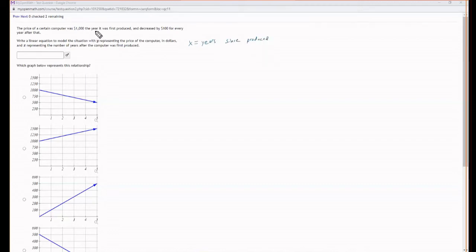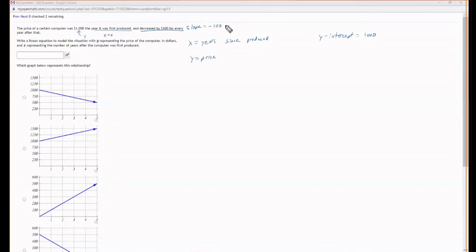Okay, so in the year it was first produced, that's an X value of 0. So I'm told the price. So that's telling me that when X is 0, Y is 1,000. So my Y-intercept is 1,000. And then it's telling me it's decreasing by $100 every year after that. So the Y value is going down by 100 every time X increases by 1. So this tells me that the slope is negative 100.